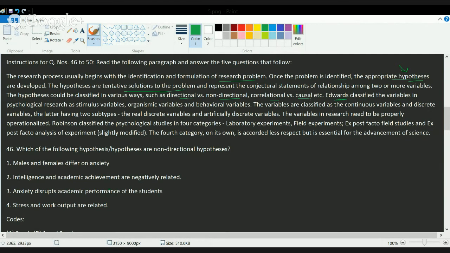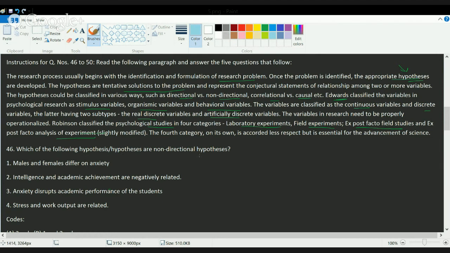Edwards was a person who tried to give three kinds of variables. So he gives the stimulus variable, organismic variable, and behavioral variable. Then he also classified the variables as continuous and discrete in nature. And the discrete variables were later given as real discrete or artificially discrete variables. Okay. And Robinson gave a classification of psychological studies where he classified laboratory experiments, field experiments, ex post facto field, and ex post facto experimental methods of study. So here what is given is just the names of the variables and the names of the types of psychological studies that are conducted. So you need to have prior knowledge about these before solving such questions.